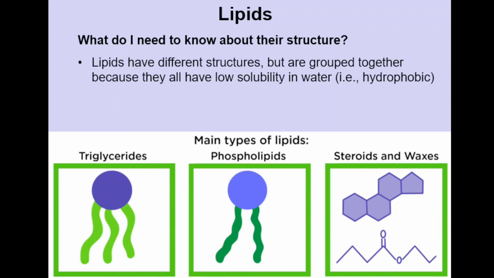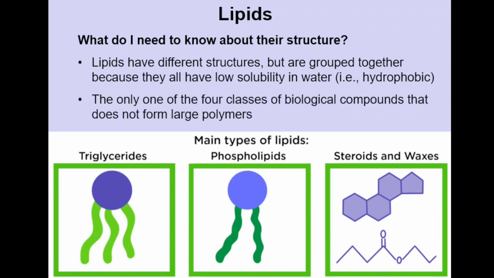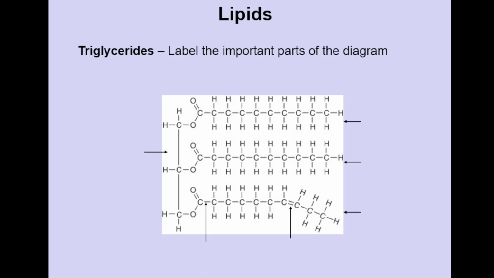Lipids are actually quite diverse in their structures. They don't resemble each other very much at all when you compare a phospholipid to a steroid, for instance. They're actually very different. The reason they are grouped together is because they all share one behavior, and that is their low solubility in water. So they are hydrophobic. Another interesting fact about lipids is that structurally, they are the only one of our four classes of organic compound that do not form polymers. So they don't form these large molecules like we see with carbohydrates such as cellulose, proteins, and also nucleic acids such as DNA.